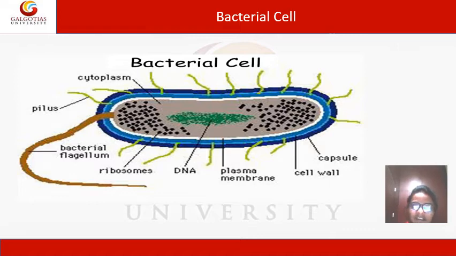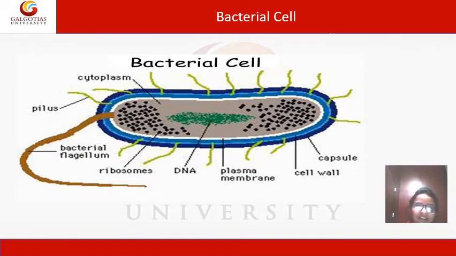So now we come to the next structure. You can see here the green short thread-like structures present all over the bacteria. This green structure is known as a pilus. A pilus is a thread-like structure which is responsible for the transfer of genetic material, or you can say it is an organ of reproduction in bacterial cells.